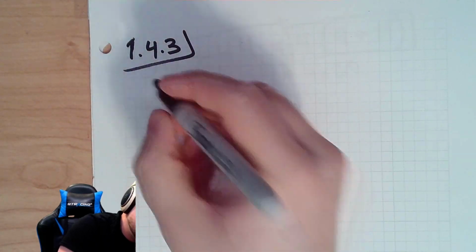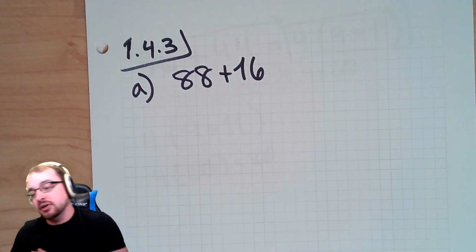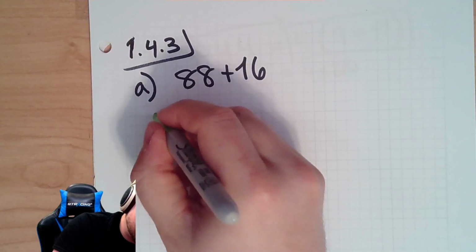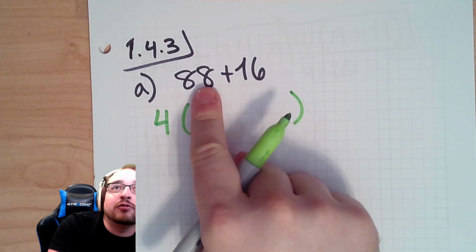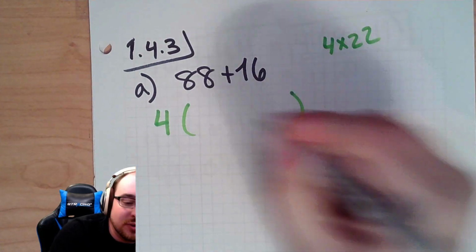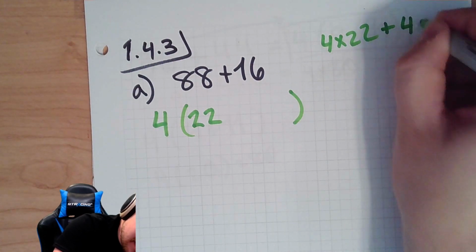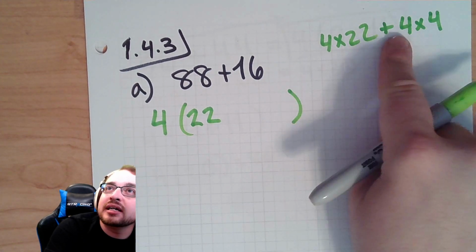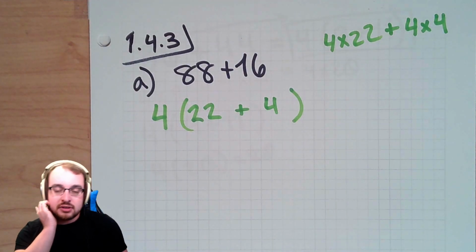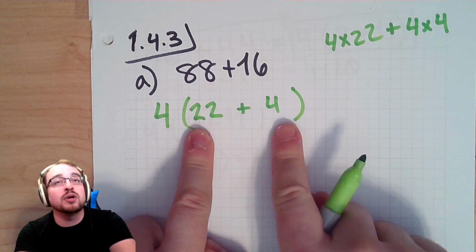So the next example, in 1.4.3, part A, says 88 and 16. So we want to turn an addition problem into a multiplication problem. And we're going to factor out a 4, because that's what they asked us to do. If I factor out a 4 from 88, well, 88 is just 4 times 22. So what'll be left over is 22. And 16 is just 4 times 4. So if I take out a 4 from this term, I'm left with this 4 here. So it looks like 88 plus 16 is the same thing as 4 times 26, or 4 times 22 plus 4.